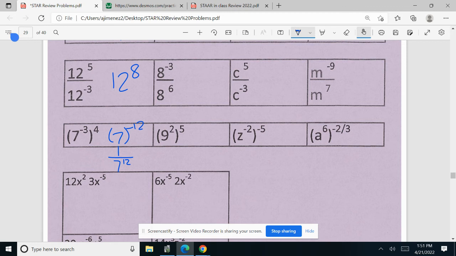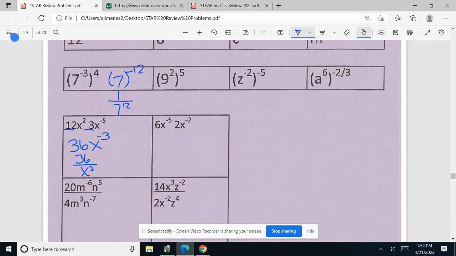This one right here, it has letters and numbers now. Okay, the numbers are different, so I'm going to multiply 12 and 3. Going to add the exponents. 2 plus -5 is -3. That is a negative exponent, so that means I'm going to have to make this into a fraction. 36 stays at the top, x to the third.